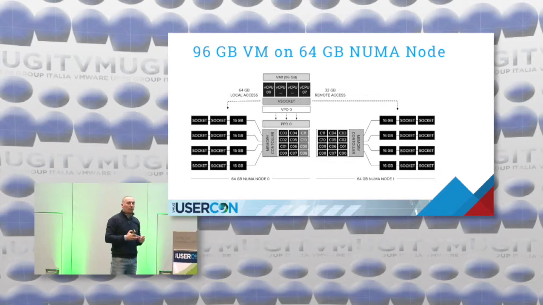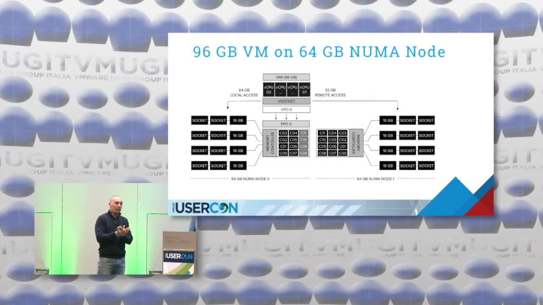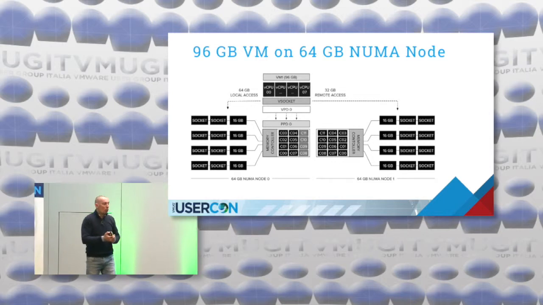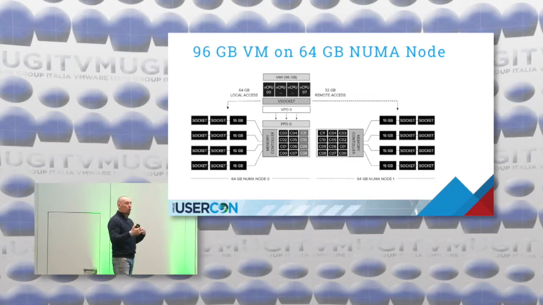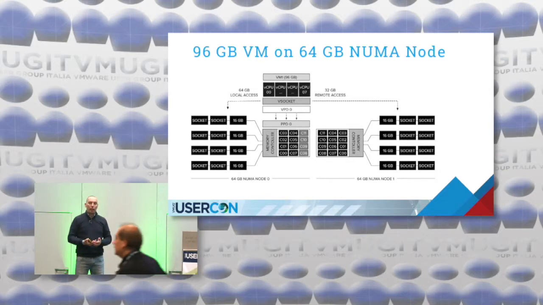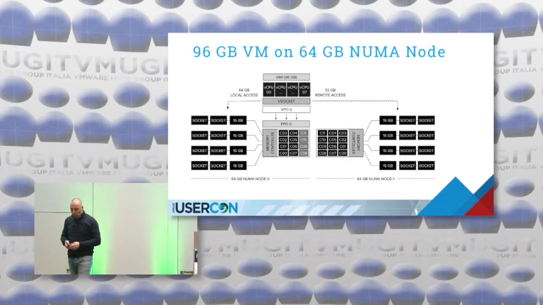What the NUMA scheduler does, it only looks at the vCPU count. So it will say 8 fits into one physical box, I will try to schedule it there. So in the most optimal option, you have 64 gigs local and you have 32 remote. That doesn't always work when you have a multi-vCPU system.